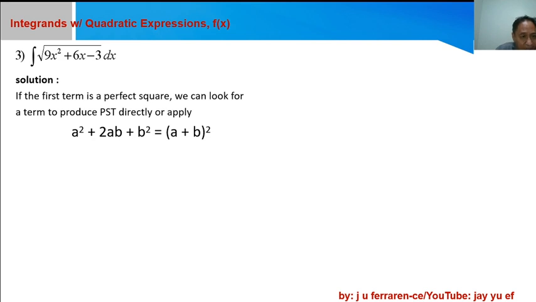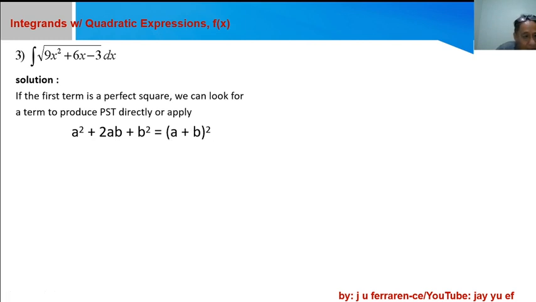If the first term is a perfect square, if you take the square root of that, there is an integer constant coefficient with x. So, that is a perfect square. We can look for a term to be there to produce a perfect square trinomial directly by applying this formula. A squared plus 2ab, I'll be looking for the third term, which is the b squared or your b. Just let your first term be your a squared. The second term be your 2ab, and I'll be looking for my b squared or my b. Because if that follows this, then you can easily go with the square of a binomial.